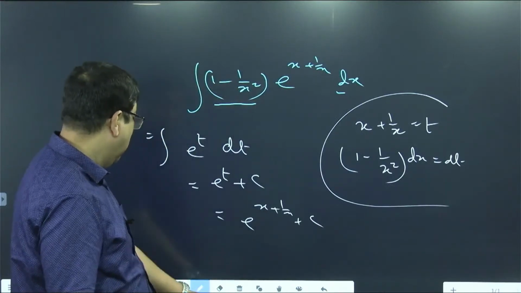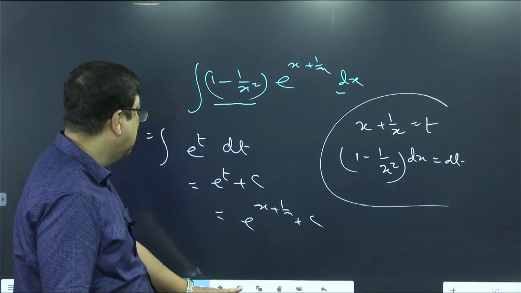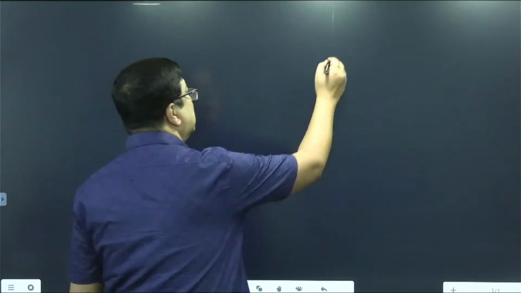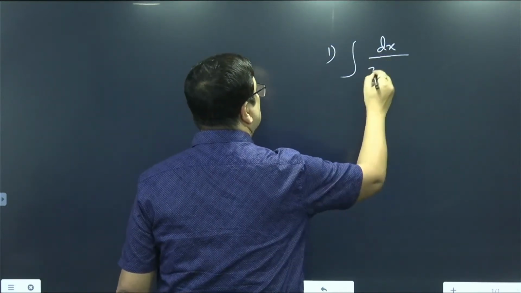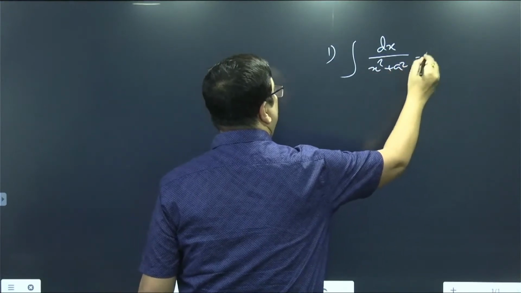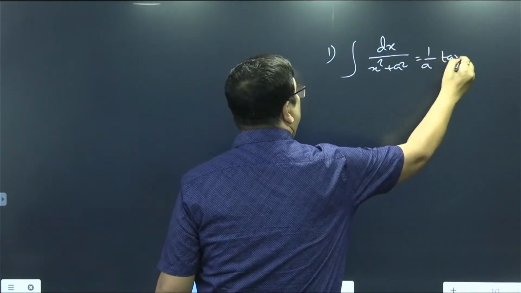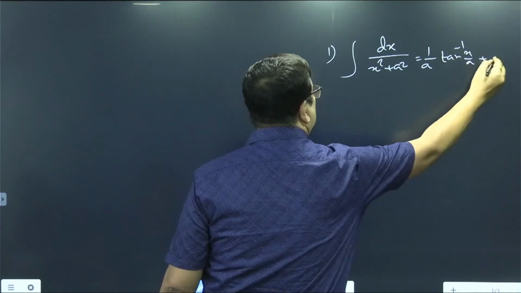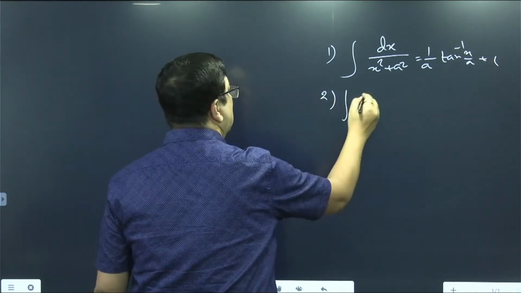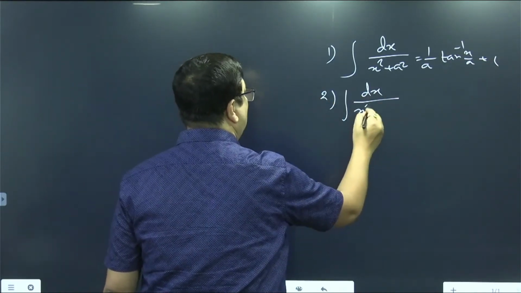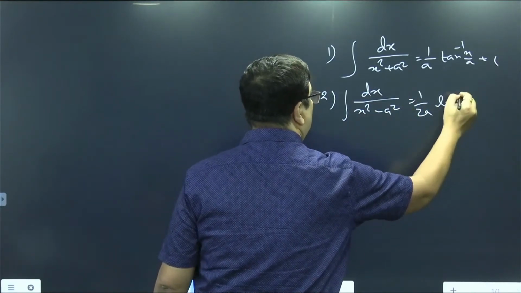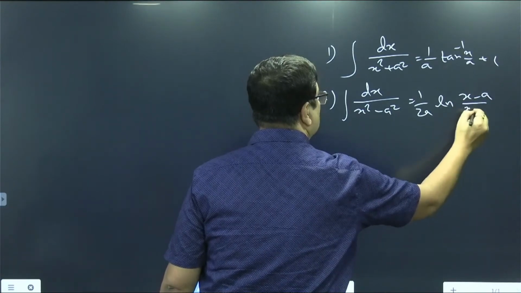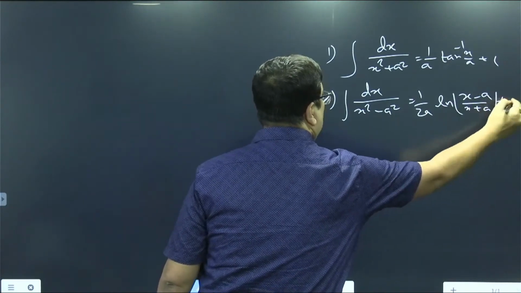Once again I am writing the formulas, and let us apply these 6 formulas. These are very important. Number 1, integral dx by x square plus a square equals 1 by a tan inverse x by a plus c. Number 2, integral dx by x square minus a square equals 1 by 2a log of x minus a by x plus a plus c.